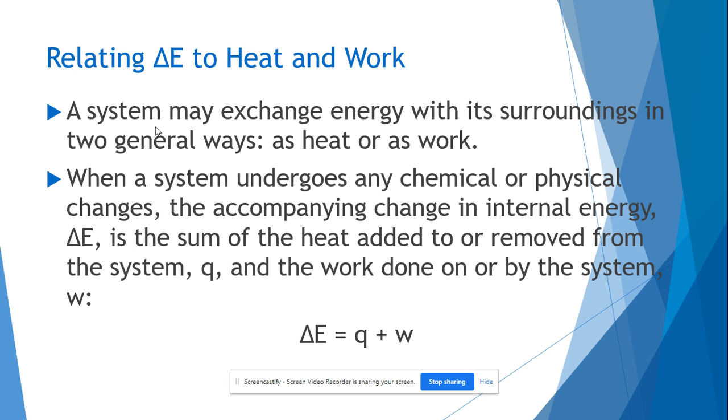With our change in energy, we have to relate this to heat and work, because that's the way we exchange it. It gets thrown into an equation. That equation is: the change in energy, which is delta E, is the sum of heat, which is denoted by the letter Q, plus work, which is denoted by the letter W. And this happens whenever there are any chemical or physical changes. There's some transfer of energy.